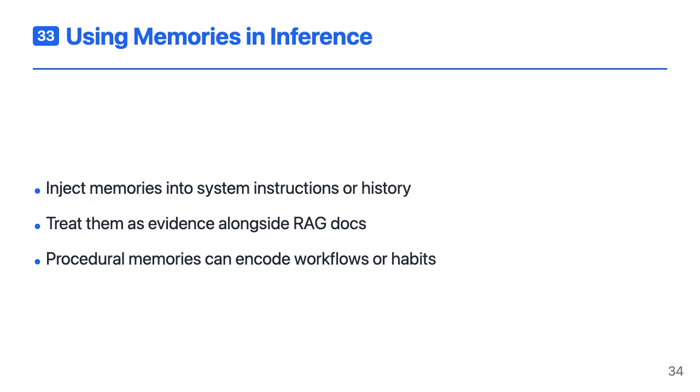Once you've retrieved memories, you still have to decide how to present them to the model. Some memories, like user preferences, might be baked into the system instructions, so they always apply. Others might appear as part of the conversation history or as separate evidence blocks, similar to retrieved documents. Beyond factual memories, you can also store procedural memories, patterns of behavior or workflows the agent has learned, which can guide how it approaches similar tasks in the future.